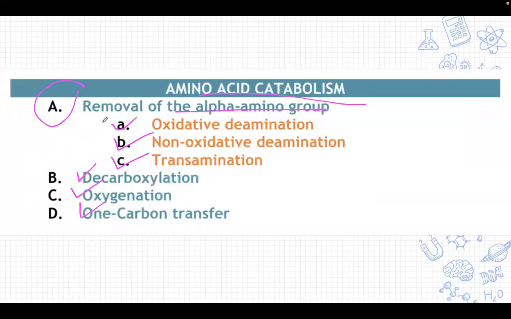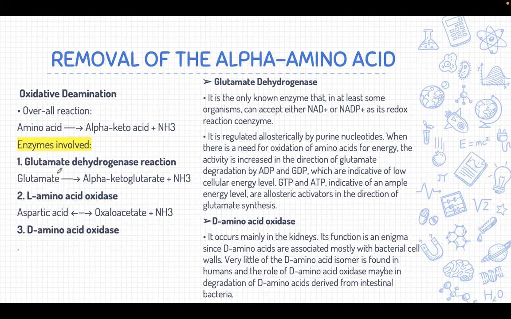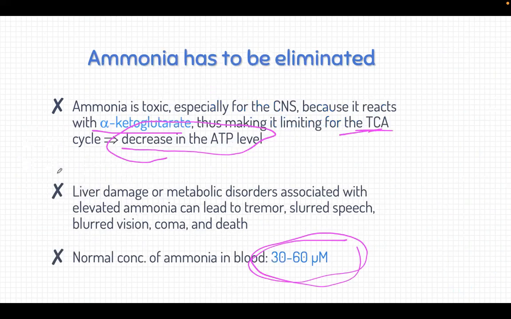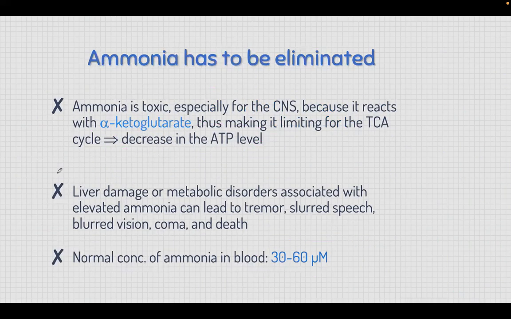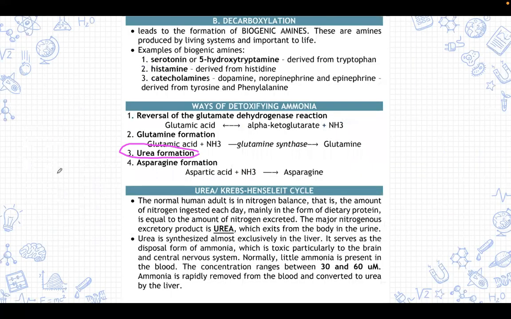So napunta na tayo sa removal of alpha amino group, nabanggit na natin sa oxidative, non-oxidative, and the transamination. So nandun na tayo sa decarboxylation na nabanggit natin. Okay? So nabanggit na po natin, ammonia is toxic to the body, hence it has to be eliminated. And then, these are the ways. We've mentioned the ways on how to detoxify your ammonia. Papasukan na natin si urea formation, urea cycle.